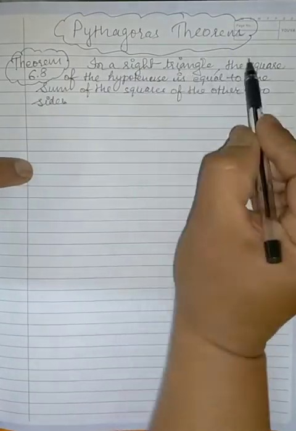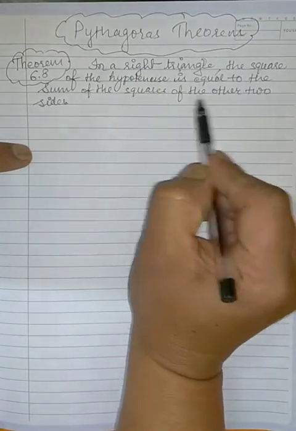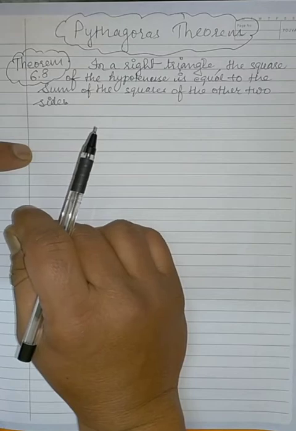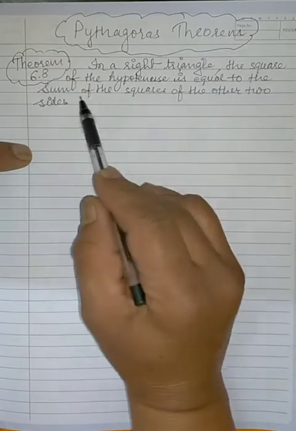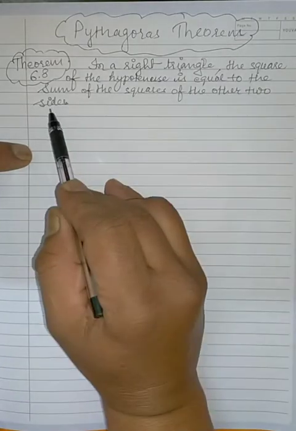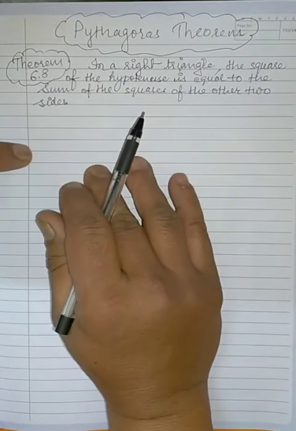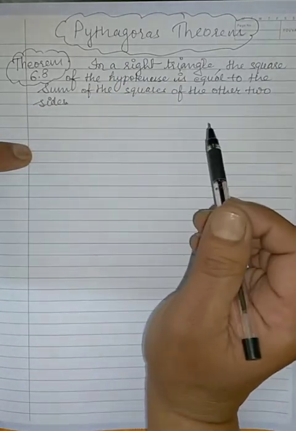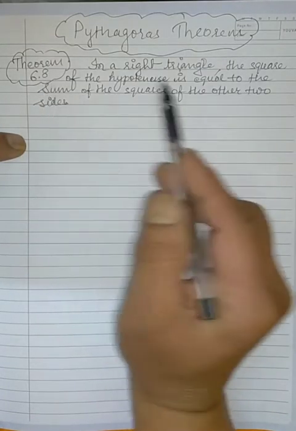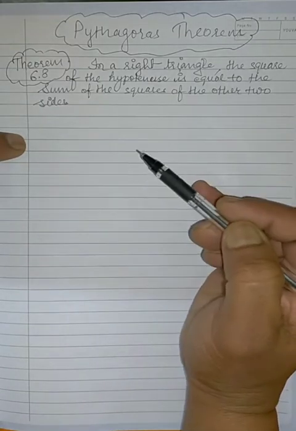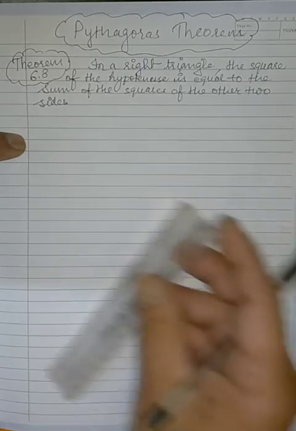In a right triangle, the square of the hypotenuse is equal to the sum of the squares of the other two sides. Other two sides are perpendicular and the base. And as the sum of the squares of other two sides we are given, that means the perpendicular square and the base square can be added in any order. We will not make any change to the theorem. Also, with this theorem 6.8, we will take the help of theorem 6.7 also in that. So let's start this theorem.